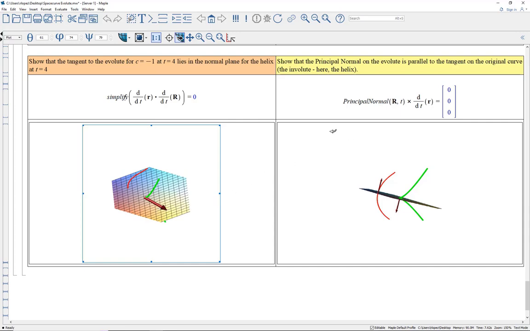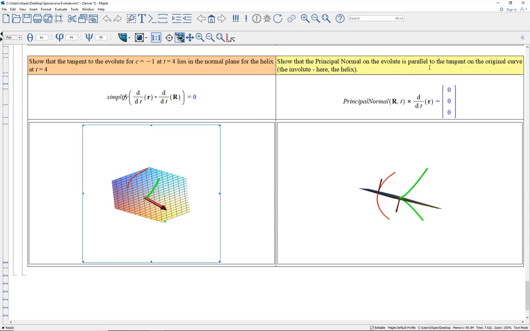Then I found this problem in one of my books. It said, show that the principal normal on the evolute is parallel to the tangent on the original curve. So here is the evolute. Get its principal normal. And the utility of Maple here is just astounding. So yes, you get the principal normal on the evolute.